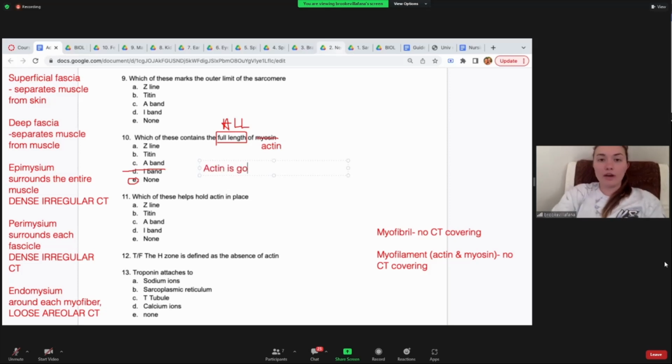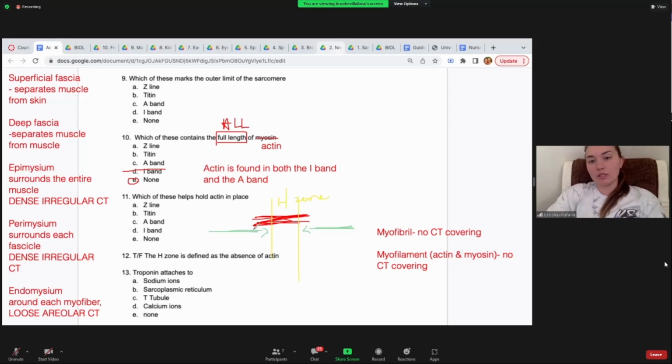So actin is found in both the I band and the A band. Okay, so remembering our little drawing, this was our little dark band, right? Here's our, let's do it in green. Here's our light band over here, light band. When contraction happens, these light bands move towards the center. The area here without any actin is called the H zone. So when contraction happens, the H zone disappears because the actin moves to the center.